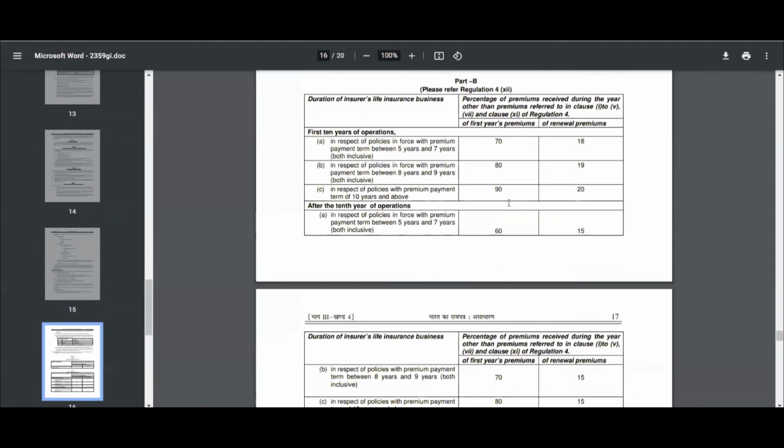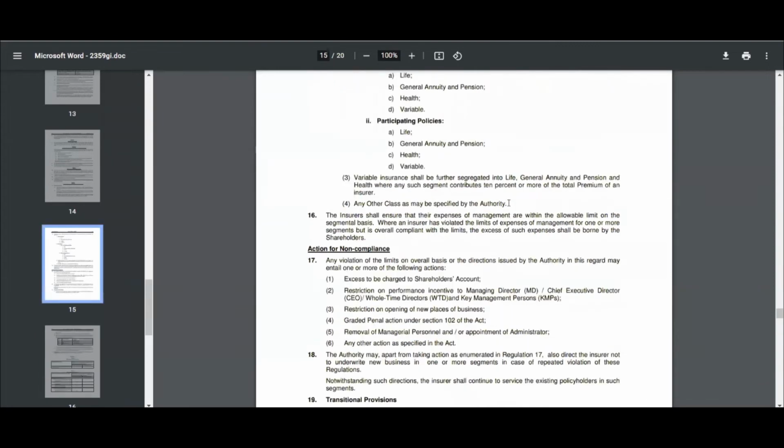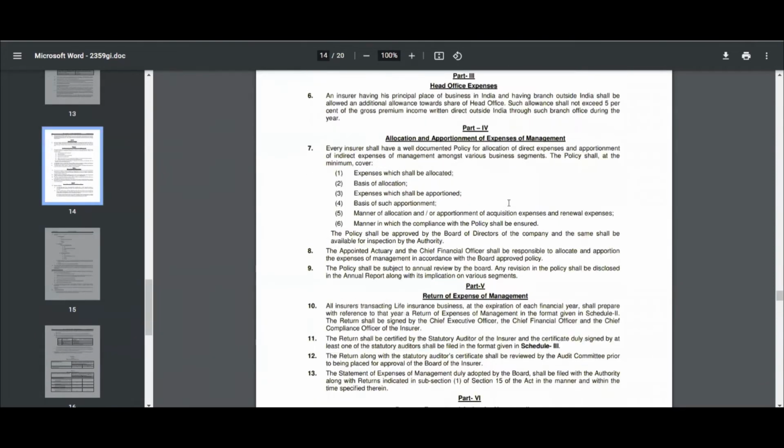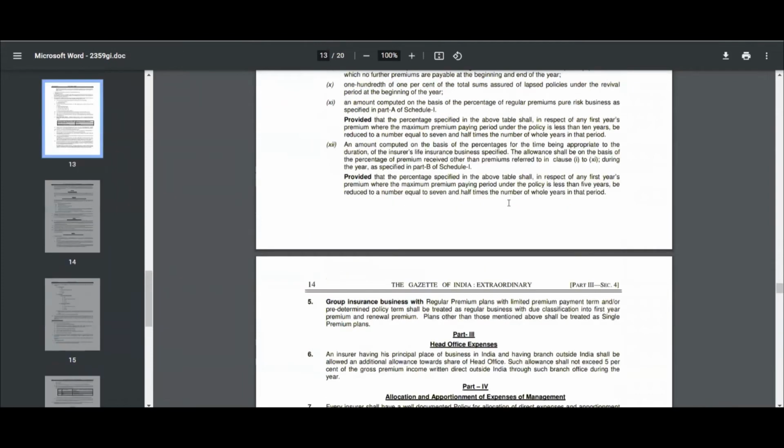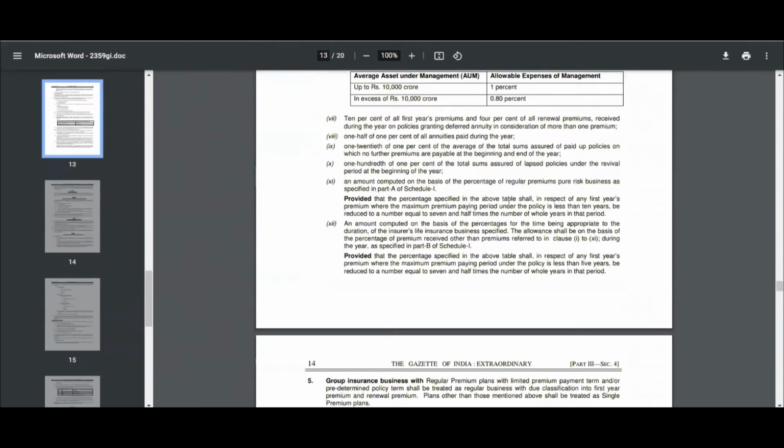Once again, there is an exception provided that if the policy premium payment term is less than 5 years, then once again it will be reduced to 7.5% of the number of whole years, right? So in this case it depends on the duration, and in the previous case it was dependent on whether the policy is a pure risk business, and then it would depend on the policy premium payment term.